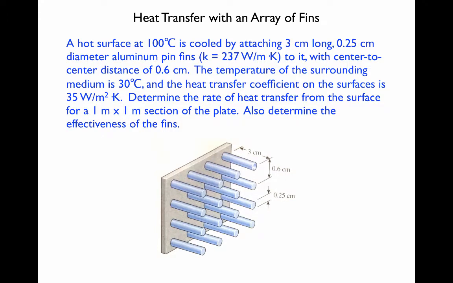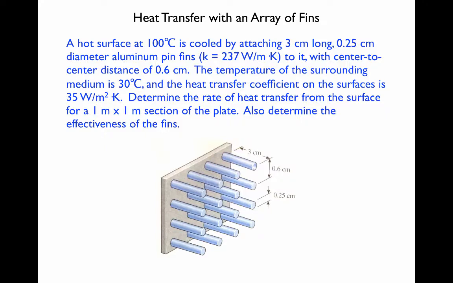In this problem, we have heat transfer from a hot surface assisted by a set of fins attached to the surface. So we have an array of fins, all made of aluminum, all with the same dimensions, 3 centimeters long, and the spacing information on the plate is given here. The plate itself is at 100 degrees C, conducting and convecting heat to surrounding fluid at 30 degrees C.